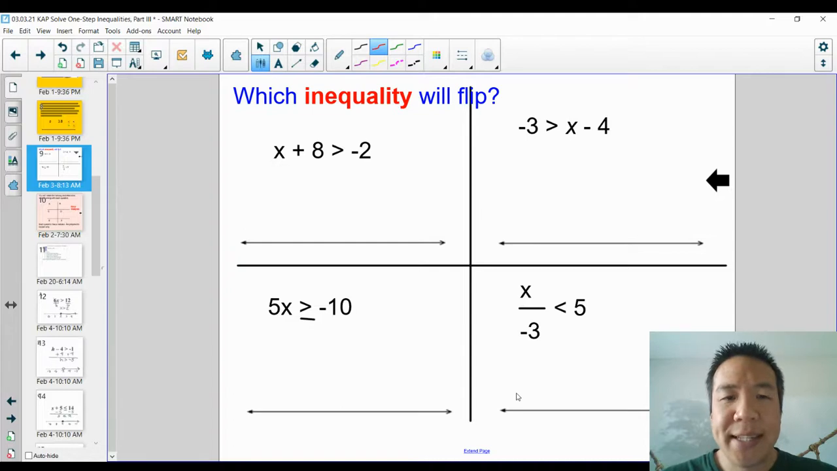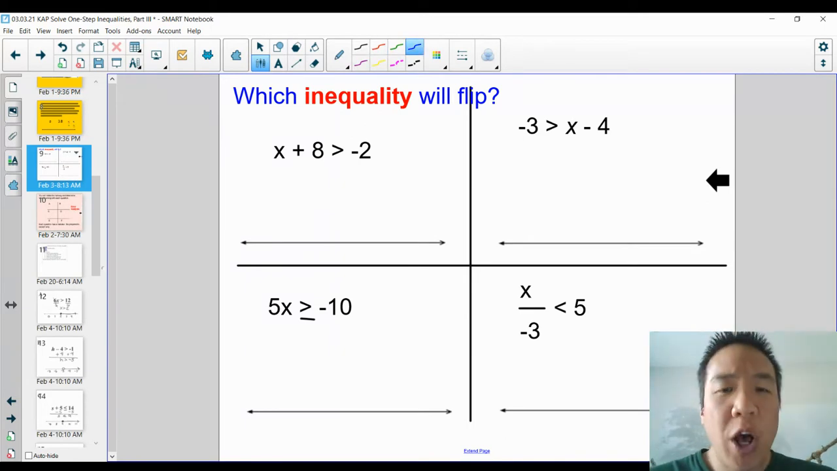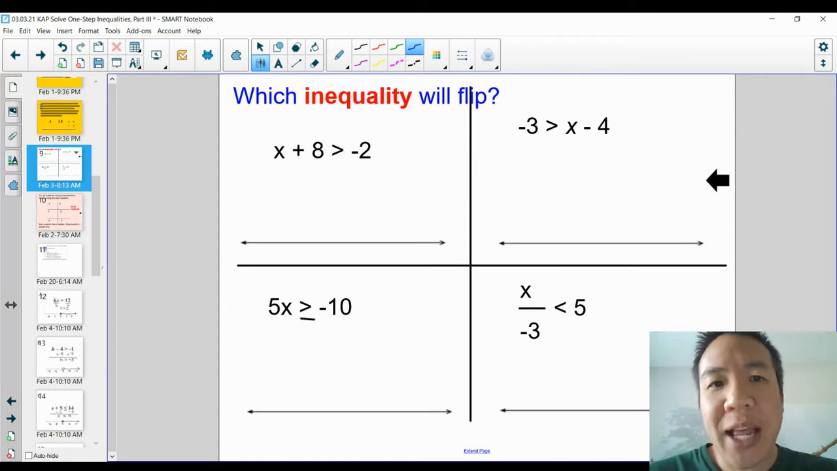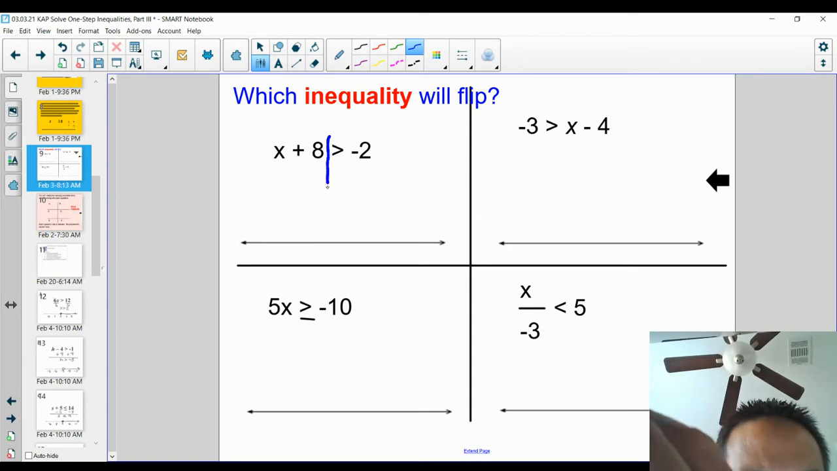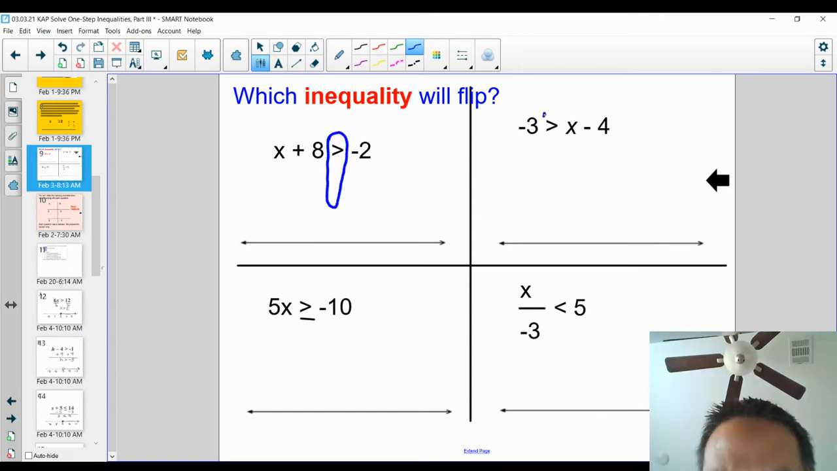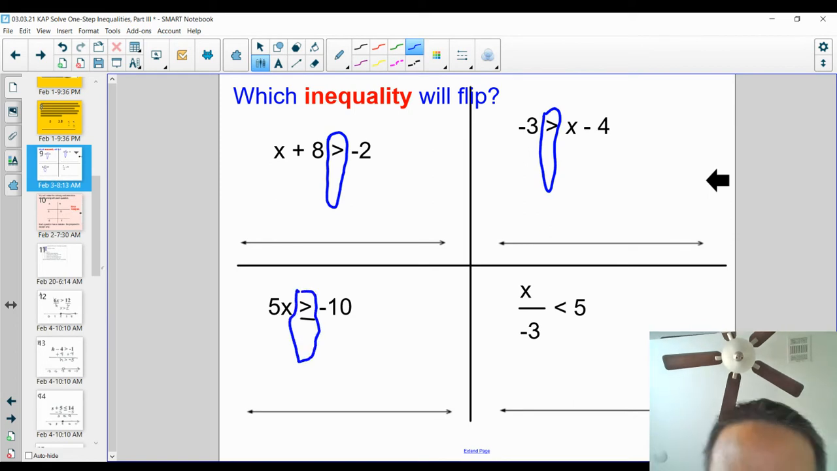So this lesson is over one-step inequalities and graphing it. Before I begin, I would like to answer this question: which inequality will flip? We know that we flip it when we are multiplying or dividing by a negative. So the first thing I want to do is circle all the inequalities to separate both sides. This is what I like to do.